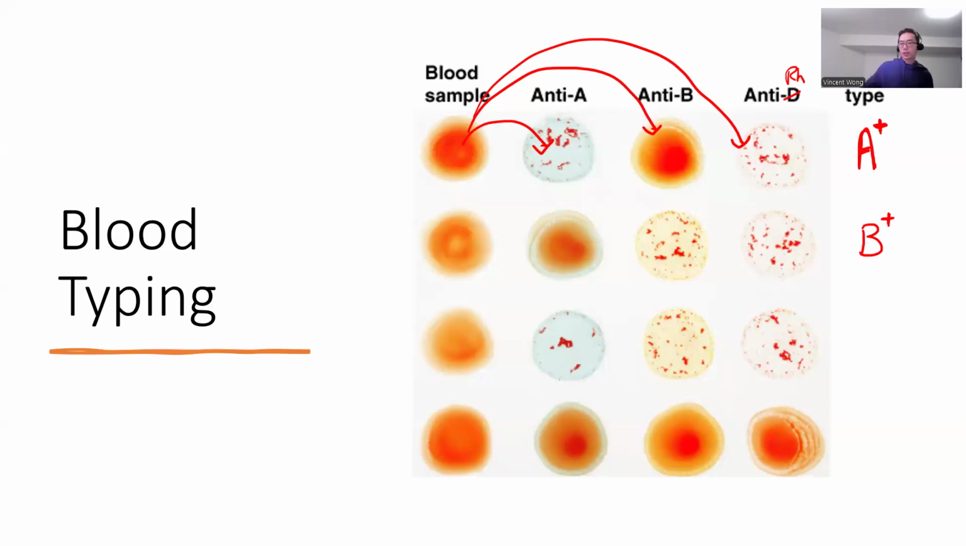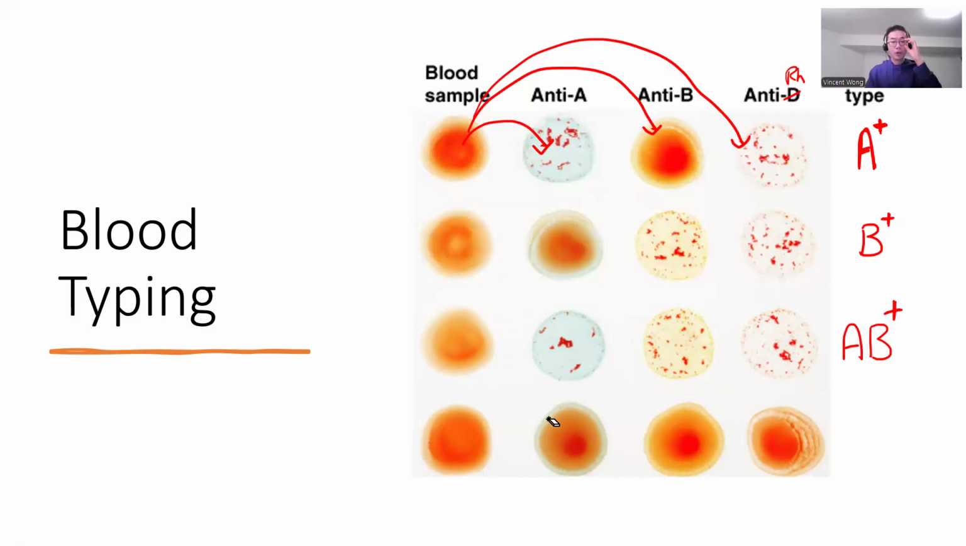All right, what's the next one? Okay, so this one, reaction with A because of the clumping, that means it must have A on the red cells. There are also reactions with B. So this person is AB. And also reaction with Rh. So Rh positive. This person is AB positive.